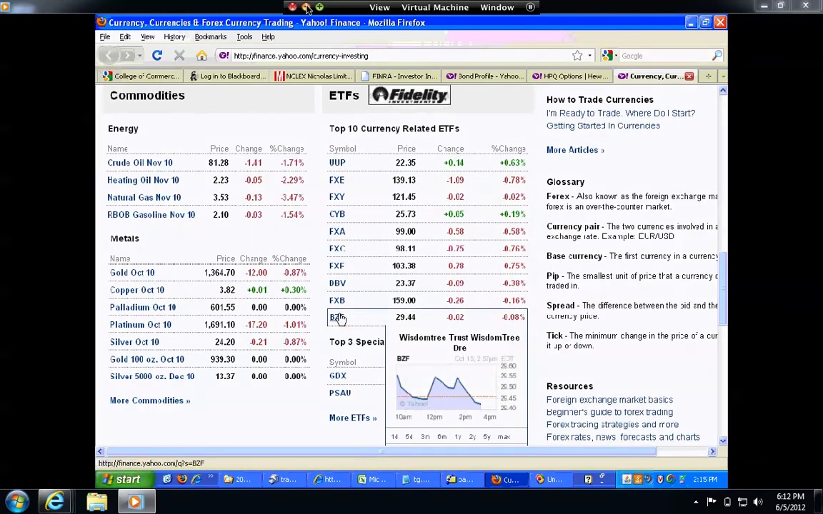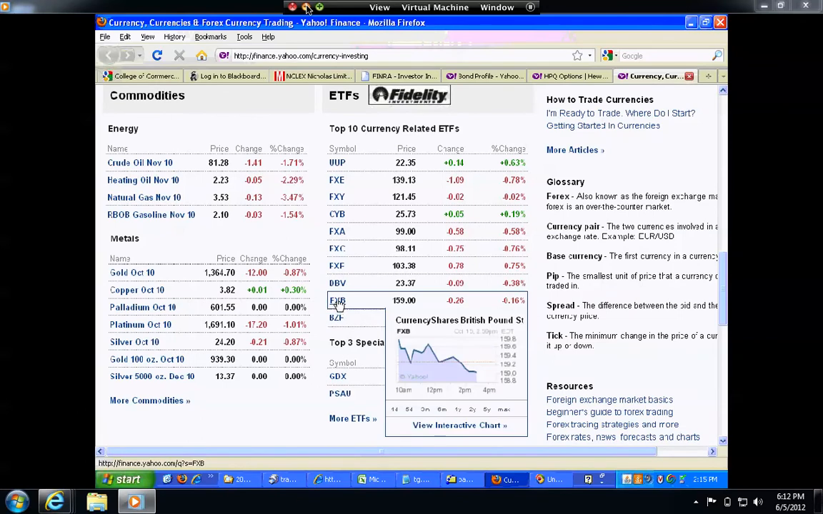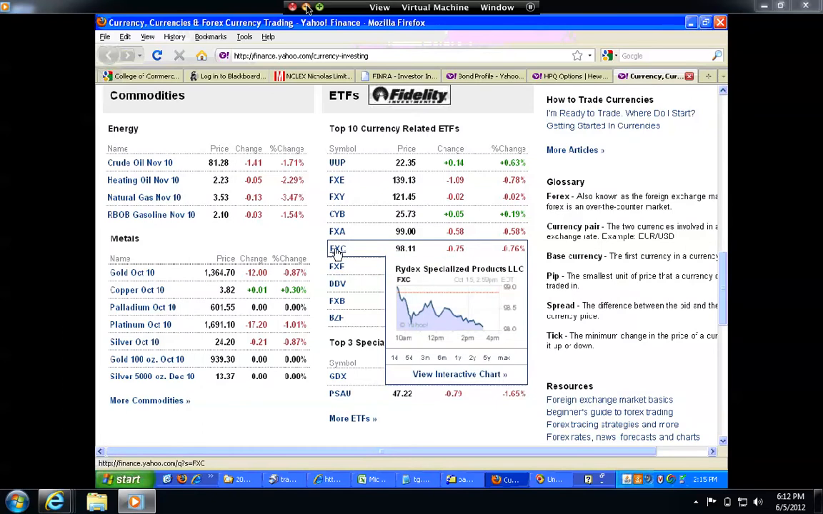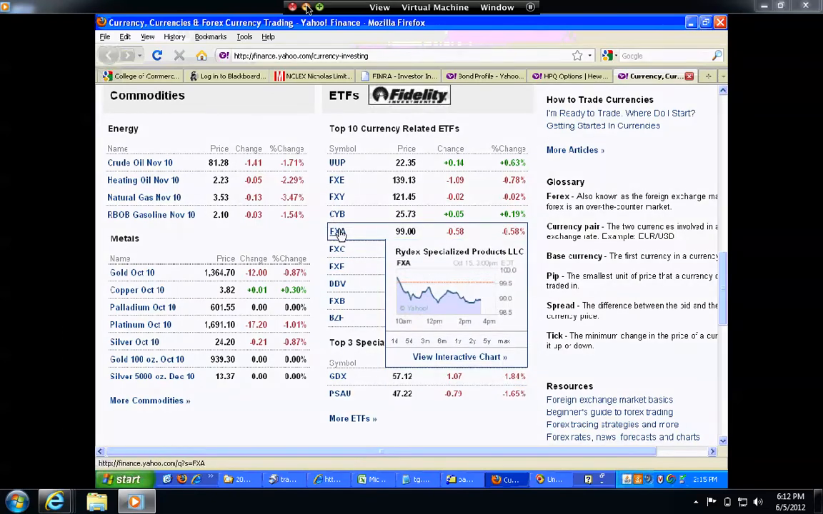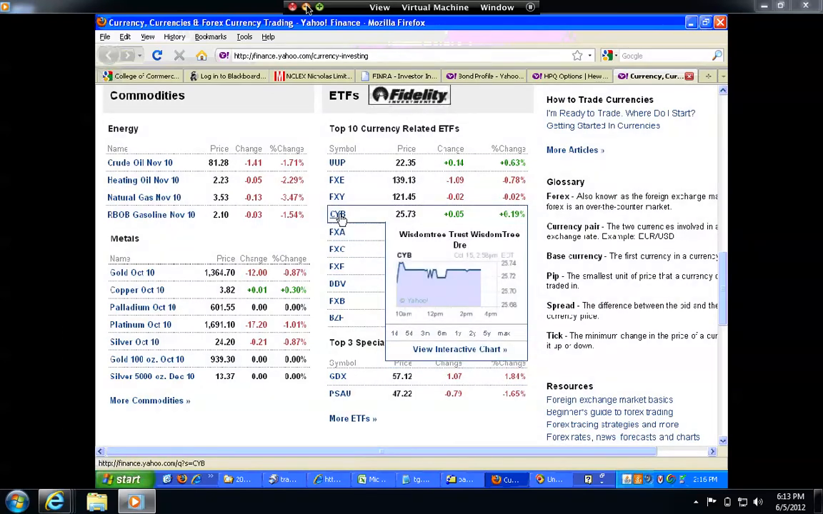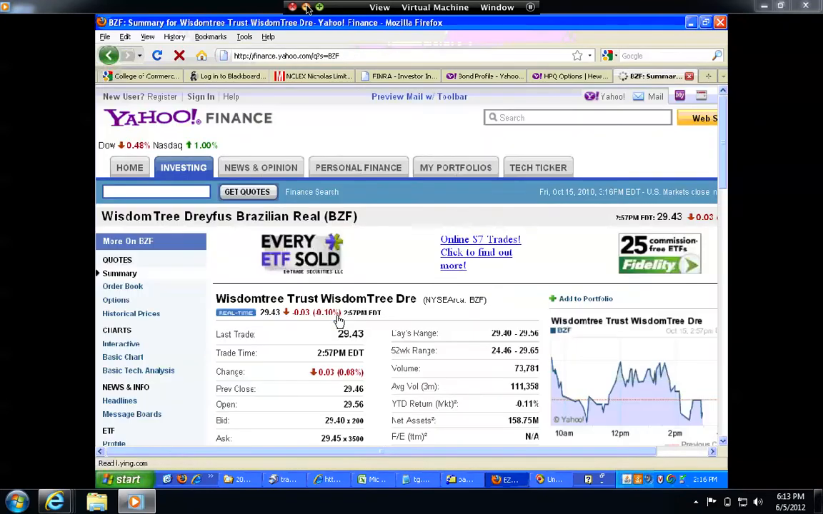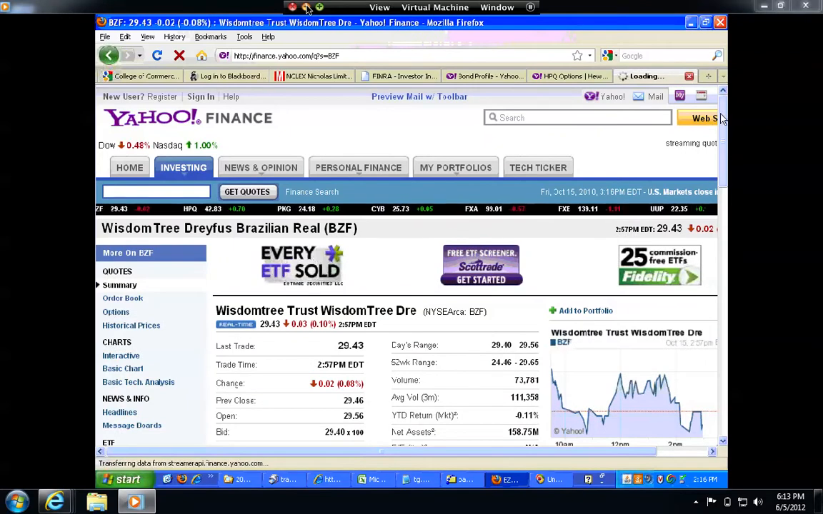Okay, we need to find an easier way to get these British pounds. It's exchange trade in Swiss franc, specialist products, right? CYB. So it's hard to tell just by looking at those. I'm going to have to read a little bit more here. I chose correctly. The Wisdom Tree Dreyfus Brazilian Real Fund, BZF, is this guy's ticker symbol.